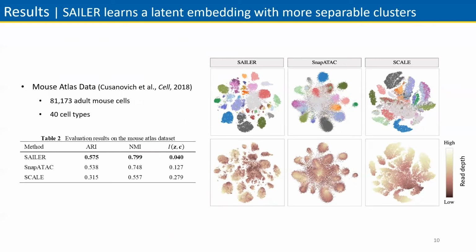And from the figure, we can see SAILER generating more separable clusters compared with SnapATAC and SCALE. Also, SAILER has lower mean mutual information between latent embedding and read depths. This corresponds to the better mixing in read depth distribution within each cell cluster.